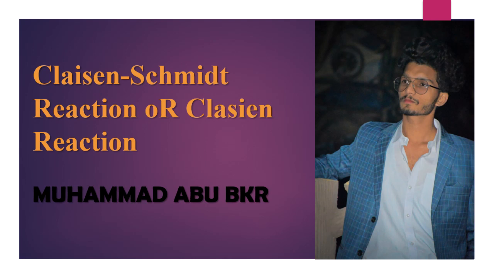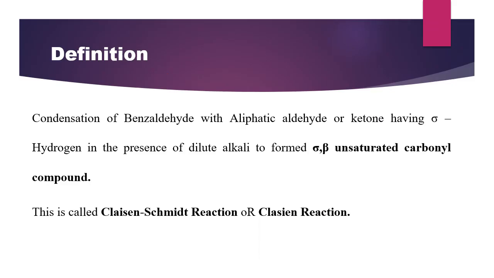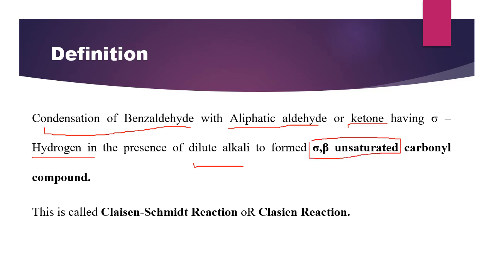So first of all, we can see this definition. Condensation of benzaldehyde with aliphatic aldehyde or ketone having alpha hydrogen in the presence of dilute alkali, and the product formed is an alpha beta unsaturated carbonyl compound. This is the definition of the Claisen Schmidt reaction, or Claisen reaction.